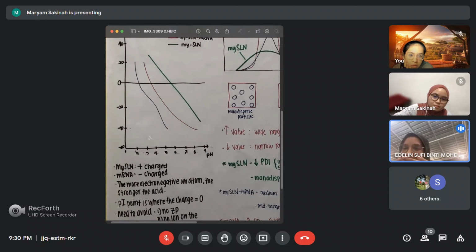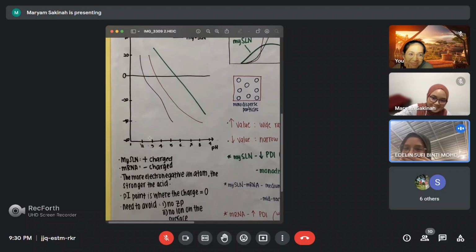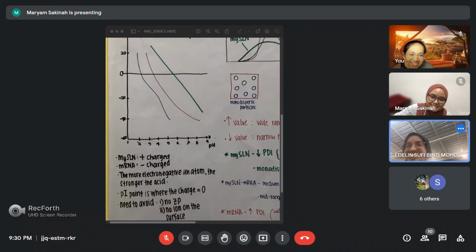Yang dah terangkan ke pasal elektronegatif? Thank you. That's all. No, stable form. Belum. Positive and negativity. Tak ingat tu. Okay, tak apa.